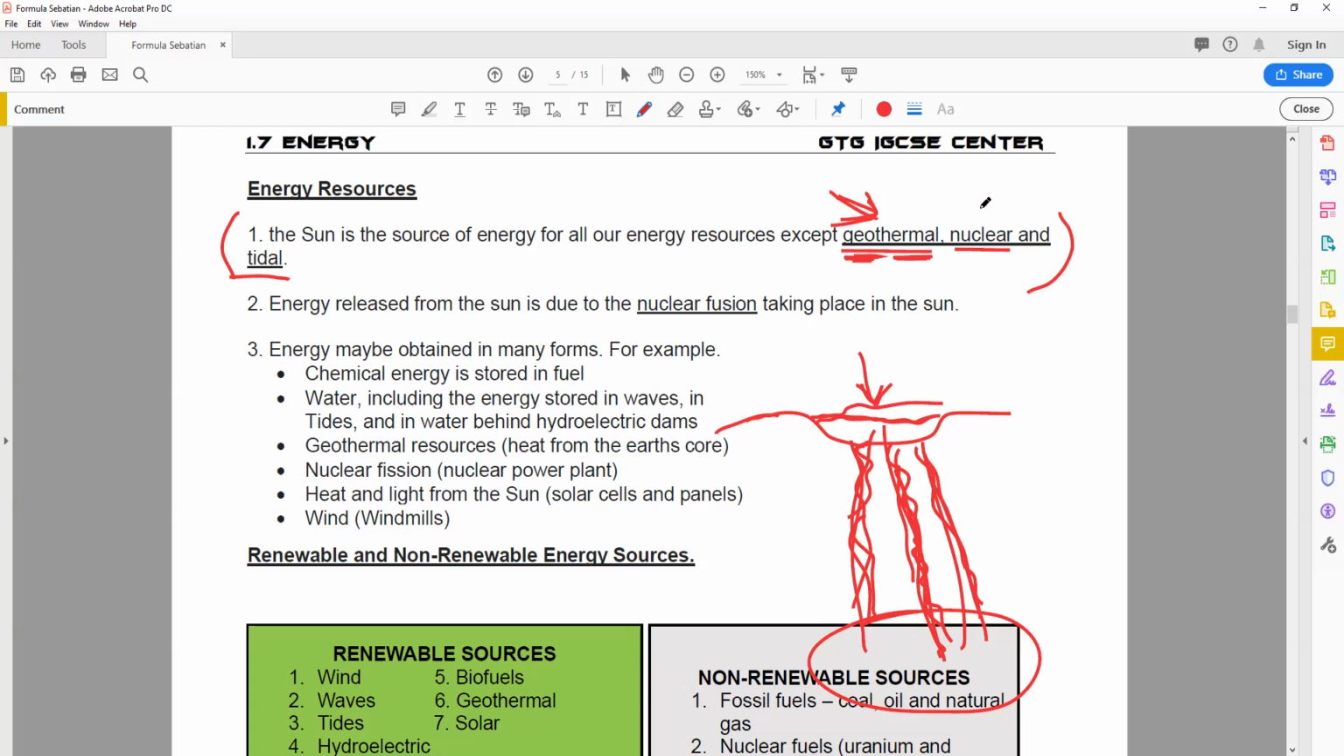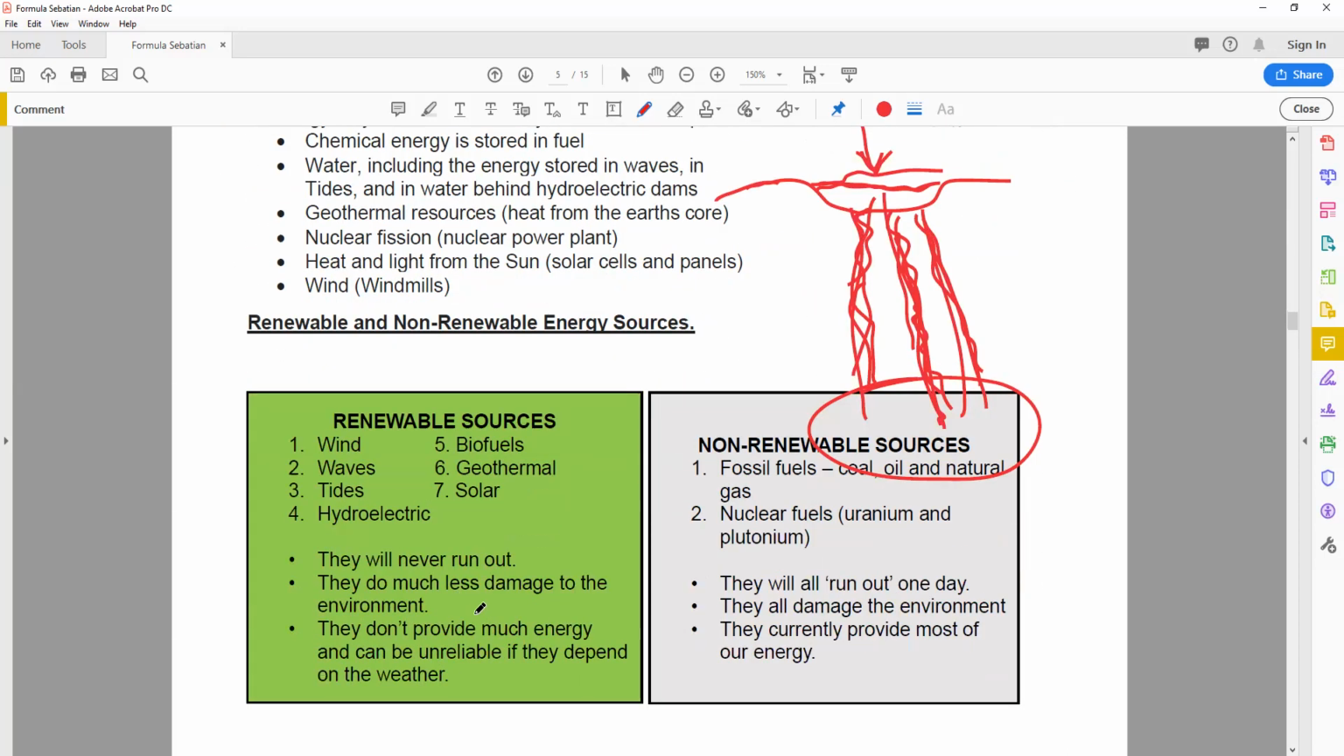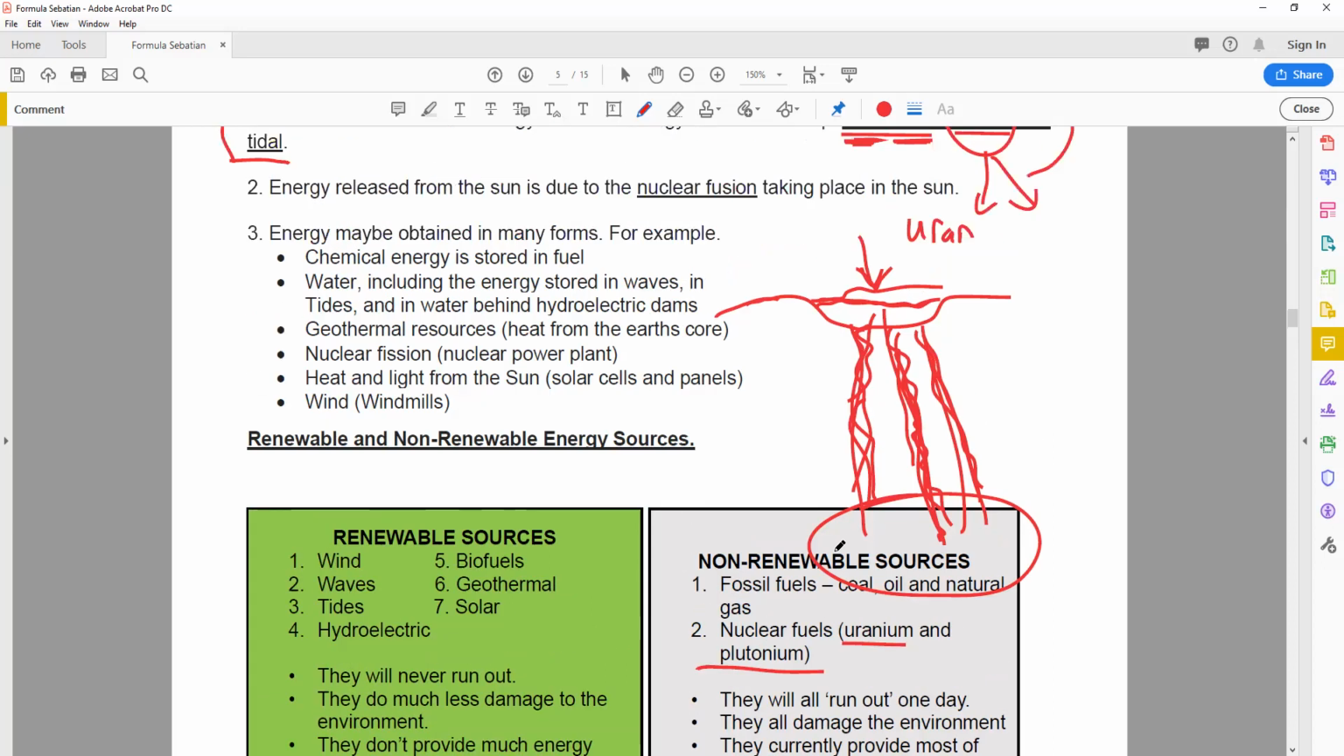Okay, then the second one is nuclear. Nuclear is from two main sources only, uranium and plutonium. Oh, actually I have it here. Okay, it's here. Uranium and plutonium. So obviously this does not derive energy from the sun.